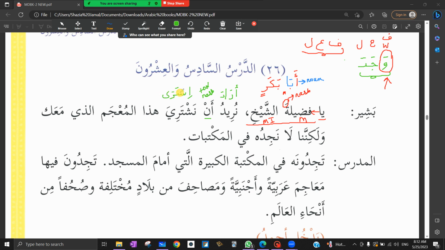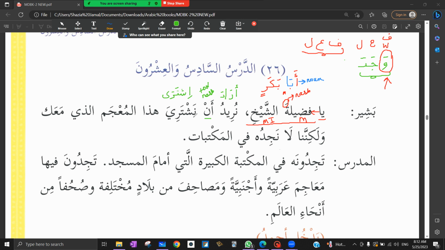Now, I will tell you, ishtara are those verbs which have an alif maqsura at the end. So we will learn about these kinds of verbs also, inshallah. So he says, Ya Fadilata Shaykhi. I'm going to read aloud with the harakas so that you know what type of harakas and how it is coming. But when you read Arabic, you don't have to read like this. You just say, Ya Fadilata Shaykh.